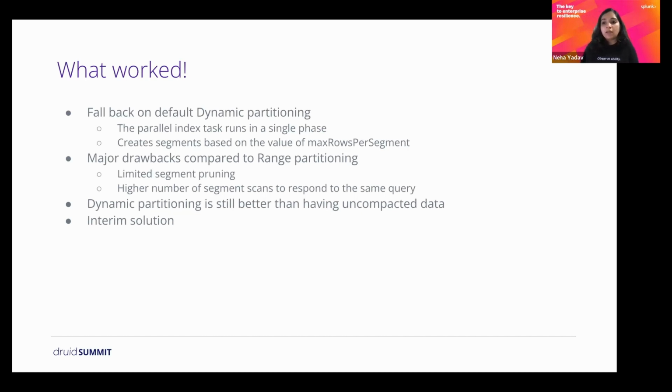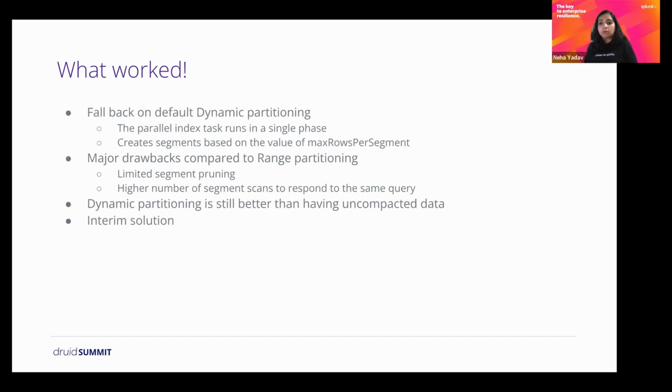And definitely there are a higher number of segment scans for the same query. So if a query is running on range compacted segments, it will be scanning fewer segments compared to if it was running on the segments that were compacted by dynamic partitioning. But still, what we thought was that having dynamic partitioning enabled and having our data compacted is still much better than not having any compaction at all.